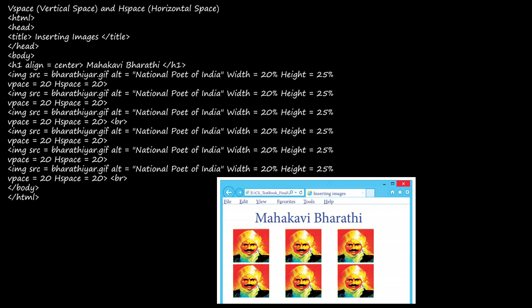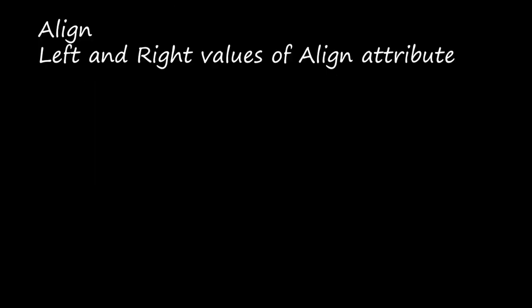The next one is about aligning. The align attribute is used to align the image with respect to the baseline of the text.